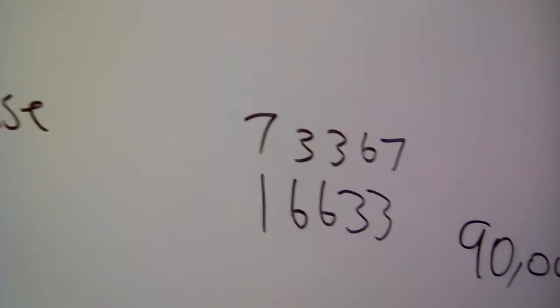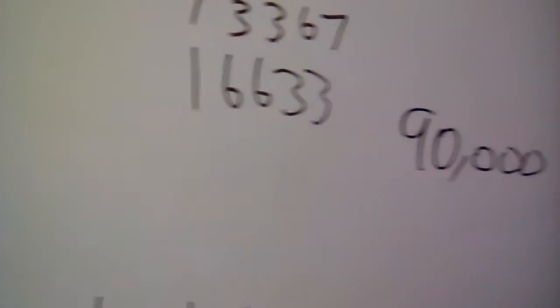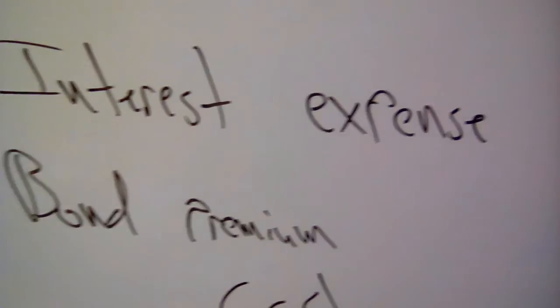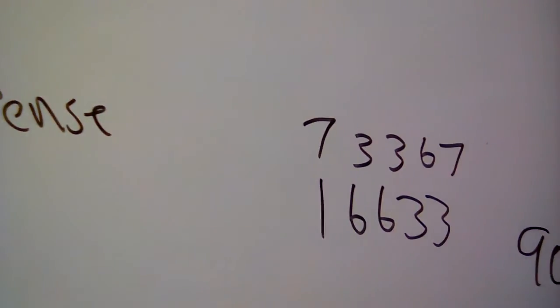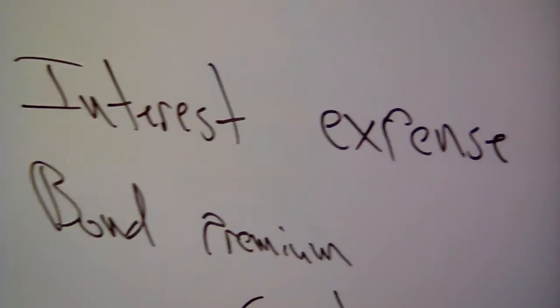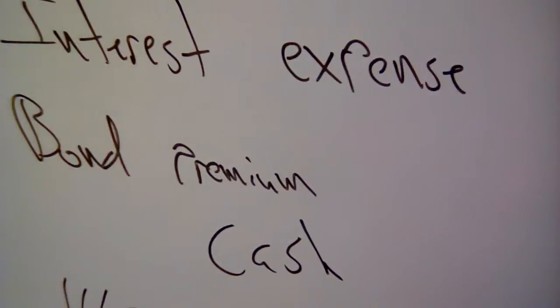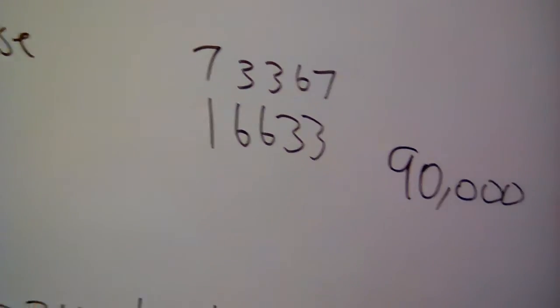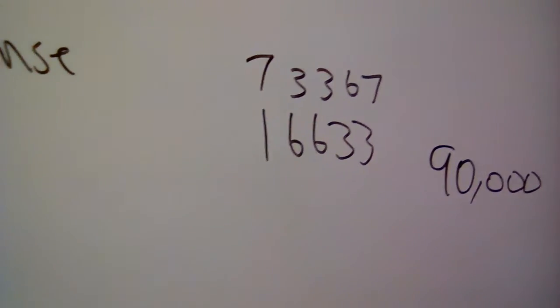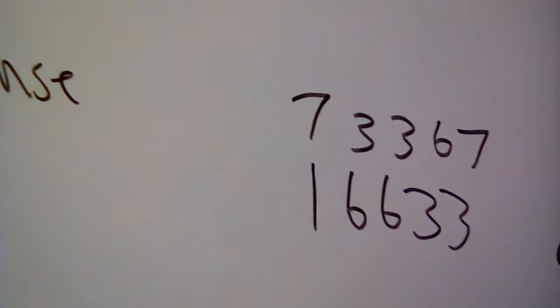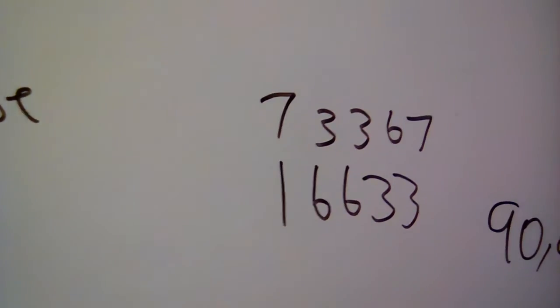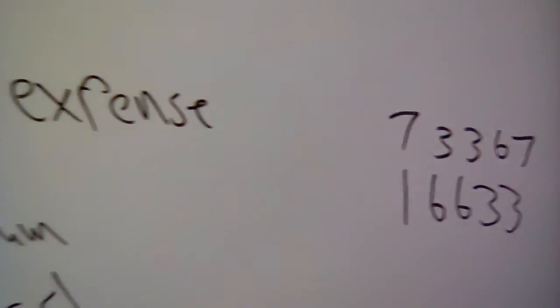So we know our cash going out the door is $90,000. Cash is credited $90,000, but the interest expense we debit is not $90,000. It's $90,000 minus the premium amortization we figured out. See how it's different? $90,000 minus $16,633 is $73,367. So it actually brought our interest down. So premiums bring your interest down.